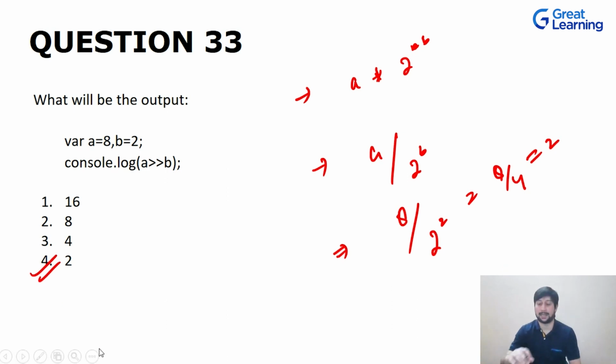Whenever you are doing a right shift, whenever you are shifting your elements to the right-hand side, the value always decreases.